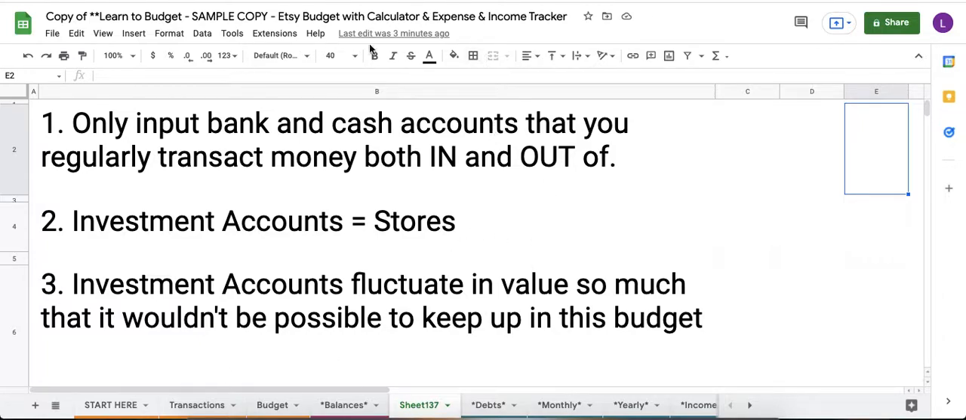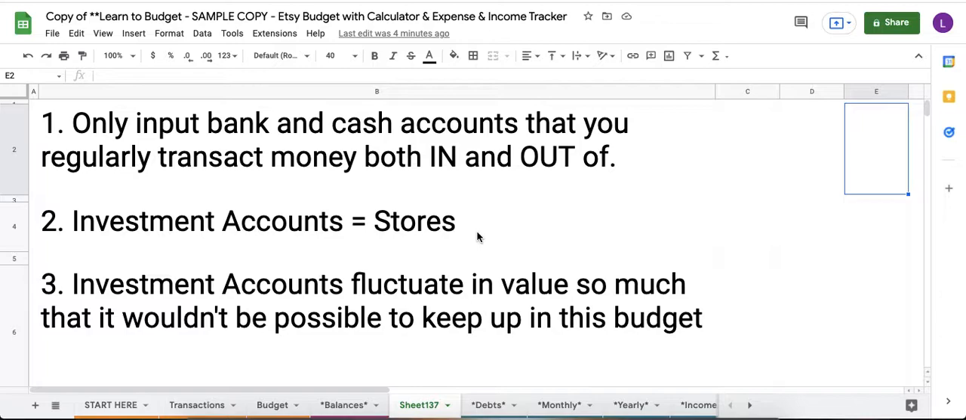Secondly, in this budget spreadsheet, it might be helpful for you to think of your 401k, your Roth IRA, your educational savings account, your HSA, your HRA, all those investment accounts, as stores, as outside entities that do not exist in your budget. Yes, you go to the grocery store regularly, or you go to Starbucks regularly, or you go to Home Depot regularly, but we haven't put an account for any of those stores into this budget spreadsheet, and we're not going to do that for our investment accounts either.